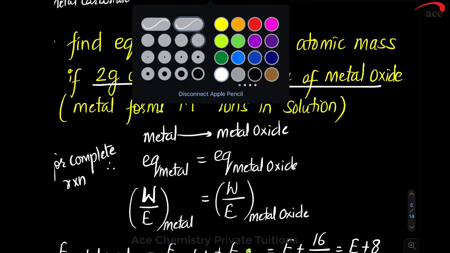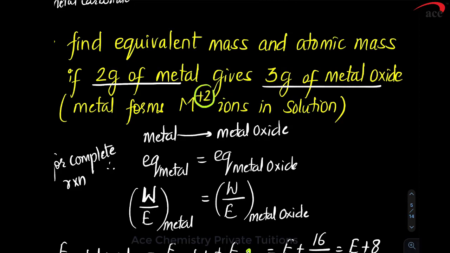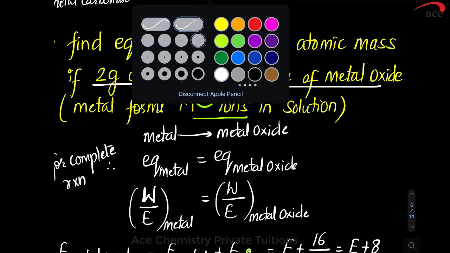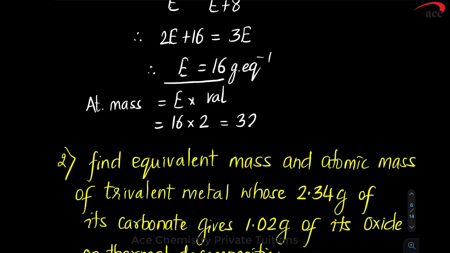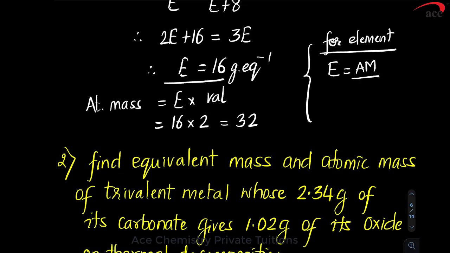But they were asking for atomic mass too. To calculate atomic mass, we require valency. Yes, they have given us valency. They are saying it forms +2 ions. That means valency is 2. So how to get atomic mass? Atomic mass is equivalent mass multiplied by valency. 16 multiplied by 2 is 32. If you remember, what is the formula for an element? For an element, equivalent mass is given as atomic mass upon valency.